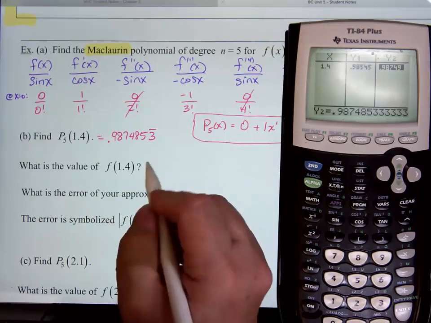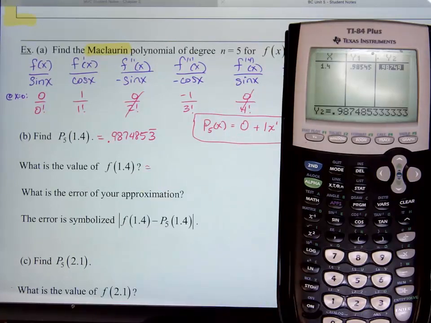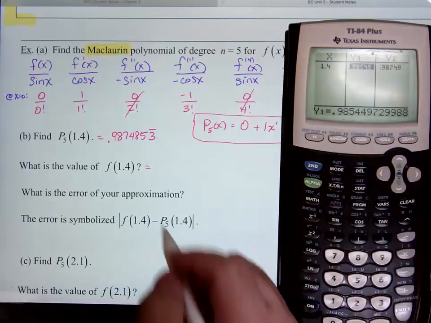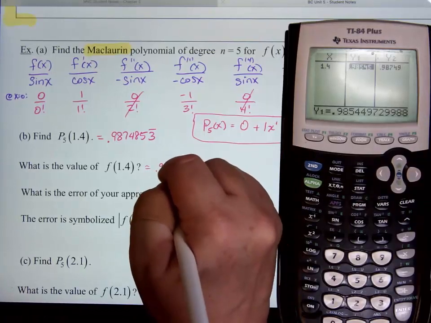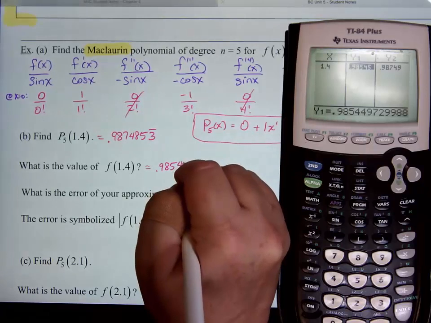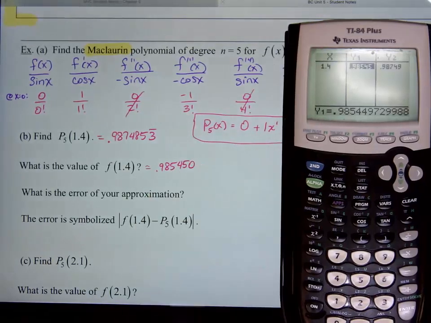Now the next question said, what is f of 1.4? So what is that value? How do I find it? It's the first column. It's what's in the first column. So that is 0.985450. Let's go 50. That's good enough.